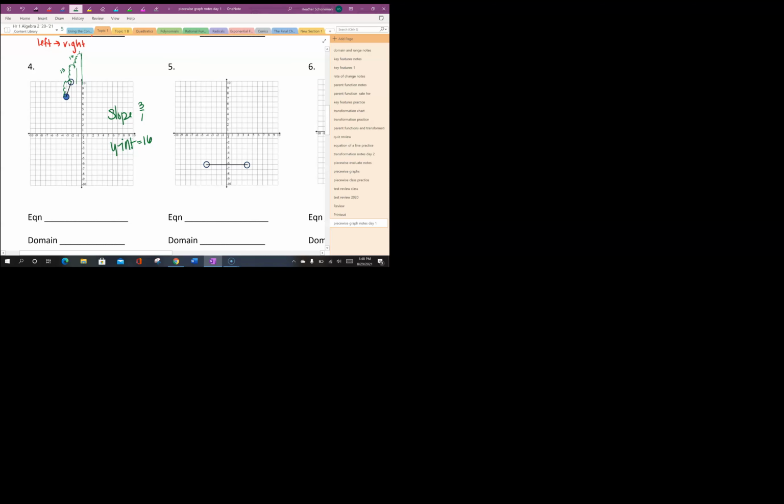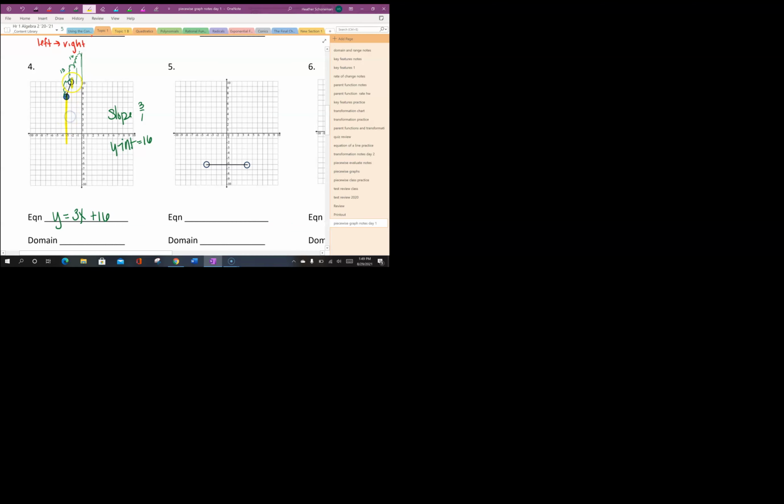Now if that was too much for you, you could always do point slope form and figure it out. So my equation is going to be y equals, my slope is 3 over 1, which would just be 3x, and then plus 16.